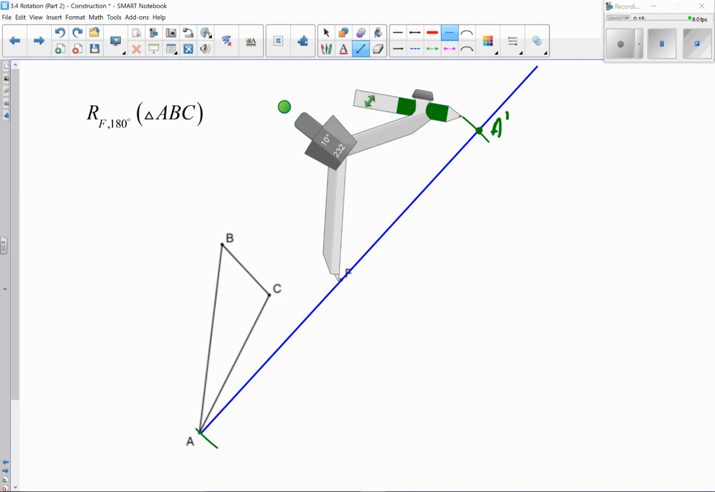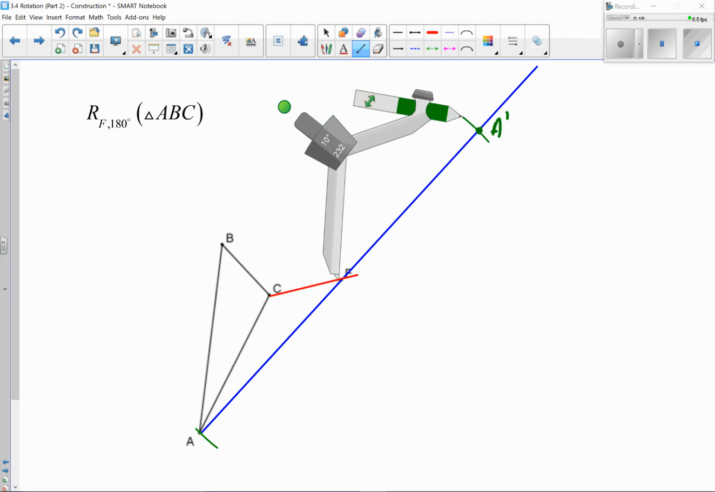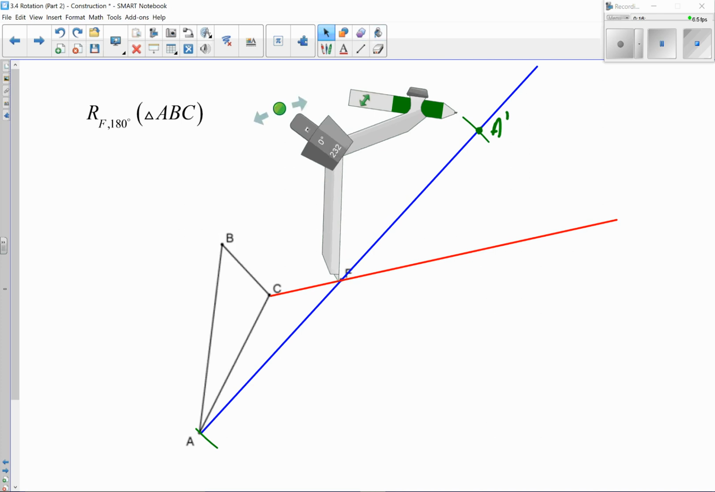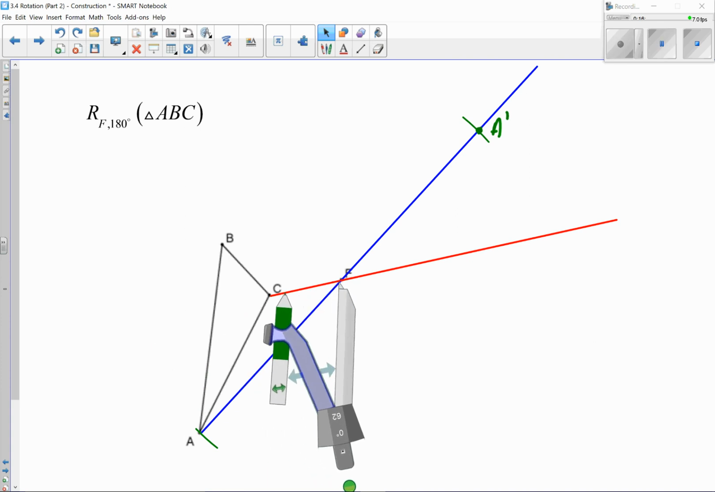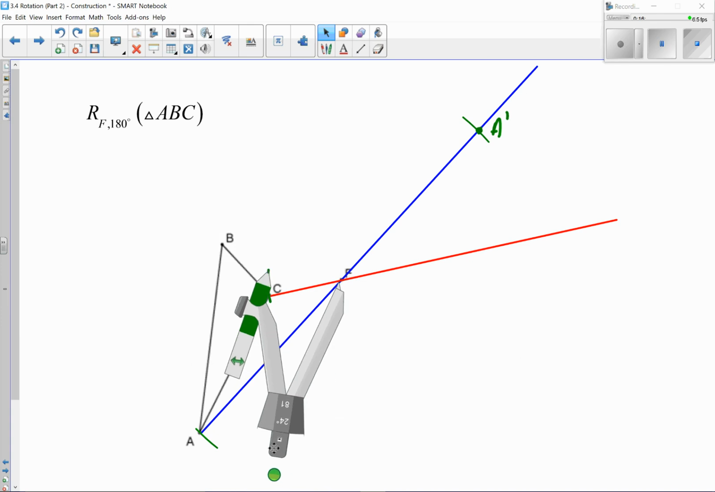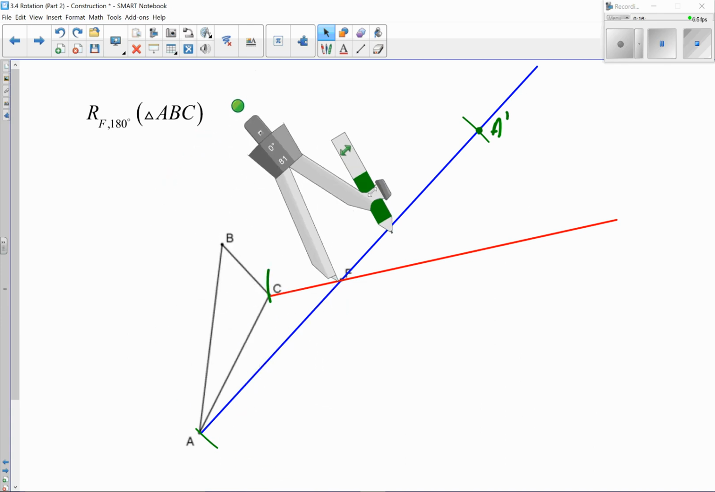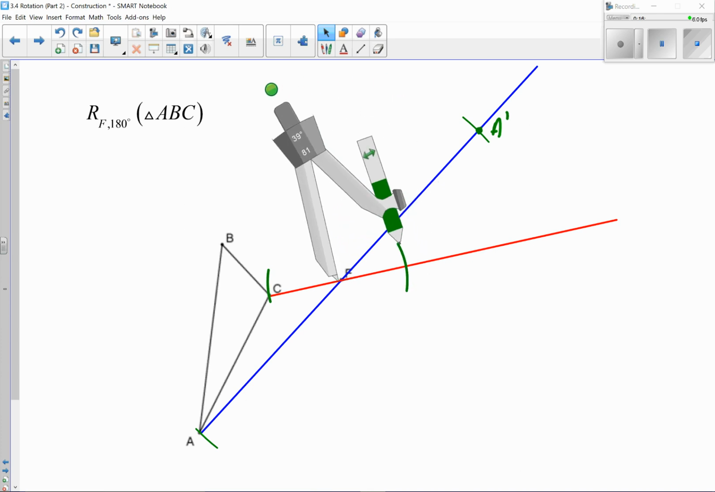So again, using a straight edge, we'll do different colors here to make it a little easier to see. We'll do from C through F there. Again, I'm going to keep my compass on F. I'm going to measure the distance it is from C. Make a little arc to show I've measured. I'm going to flip my compass around and see where it intersects the other side of the line. Now I know that this point right here is in fact C prime.